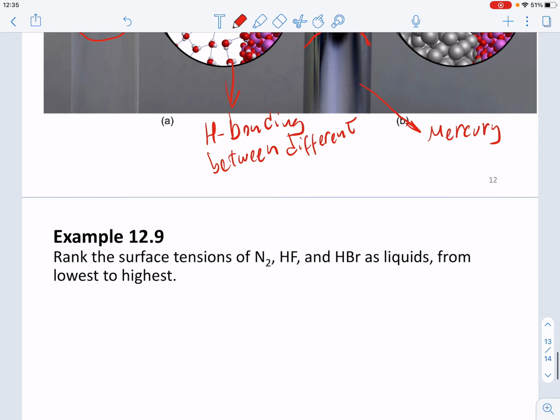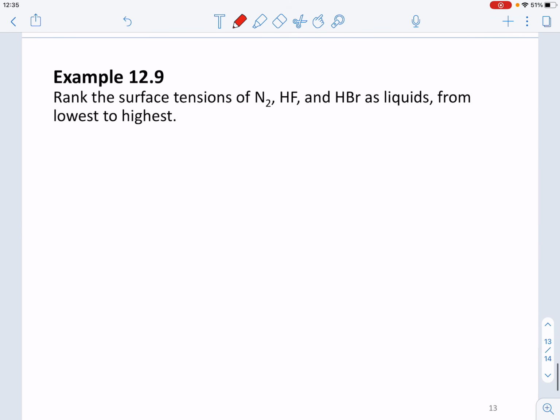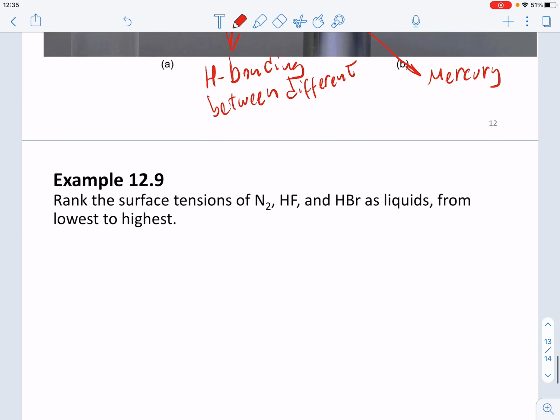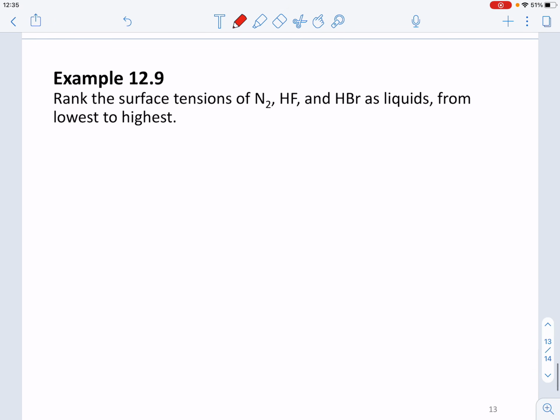Now, let's think about these three substances, right? So we want to rank the surface tension in this, right? We were talking about capillary action, that's fine, but now we are focusing our attention again on surface tension, and we want to rank these substances as liquids, because all of these are pretty much gases at room temperature.